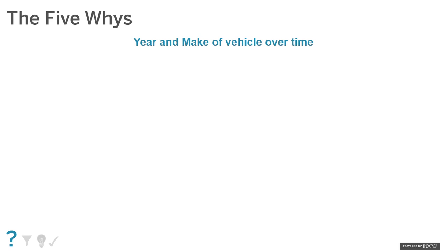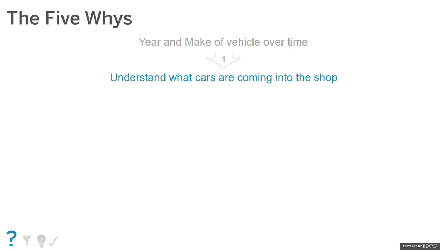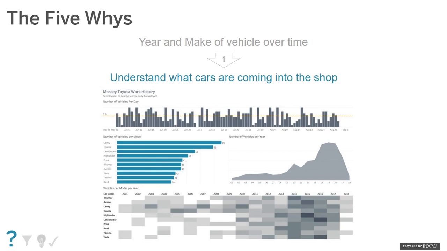When I asked him why he needed to see this information, what he told me was, "That's obvious. I need to see what cars are coming into my shop." Now, I could have stopped here. I could have assumed that I just asked a really stupid question and got on with building that dashboard. It would look something like this.